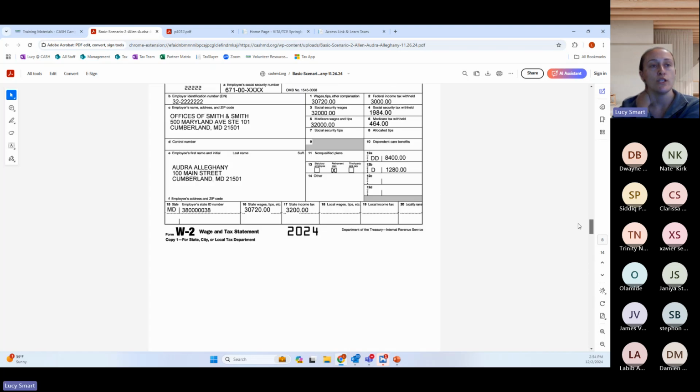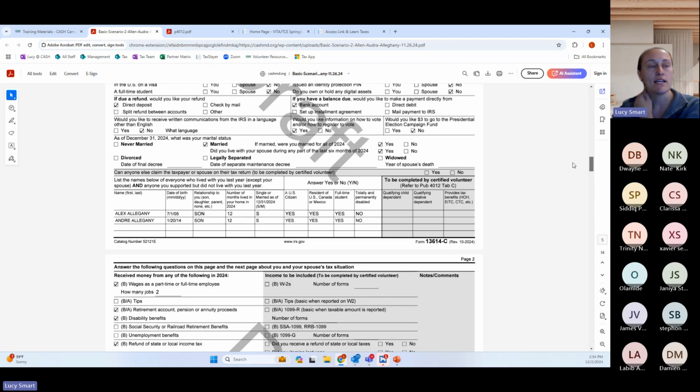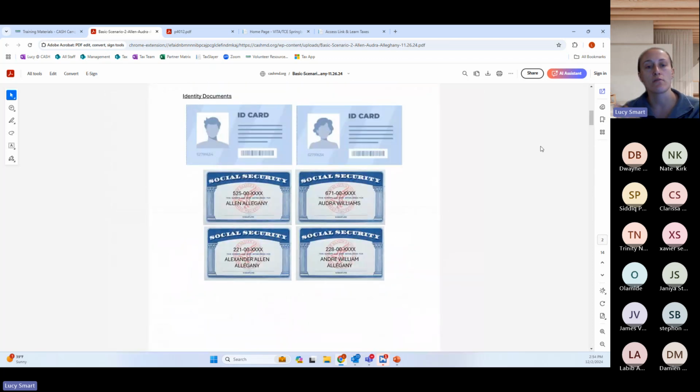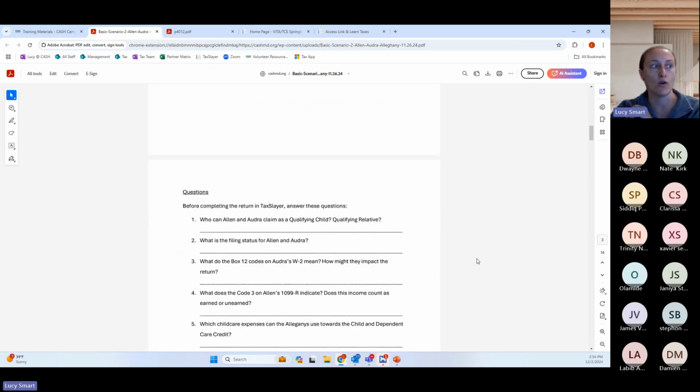So we're doing the interview. We've got their identity documents. They filled out all their forms correctly. There's another thing we need to do before we move on to filing status and dependency, and that's determine if the return is in scope.